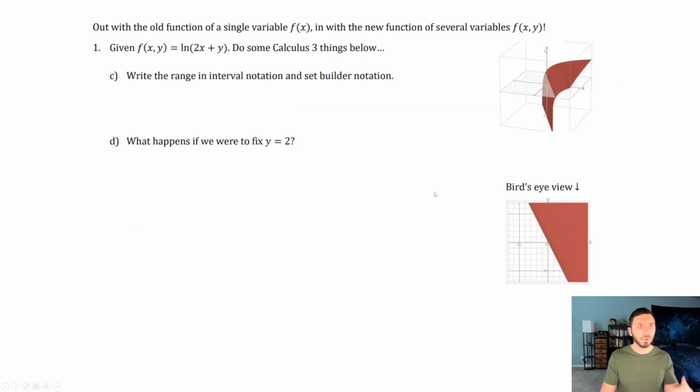So if we want to just keep rolling with this, come up with the range this time around. We can do interval and set builder because the range is just an output of z. And then also play around with this concept of what would happen if we were to fix y equal to 2. What would then be the product of that? Well, I'm going to show you right now. 3, 2, 1. That's where you practice if you want to.